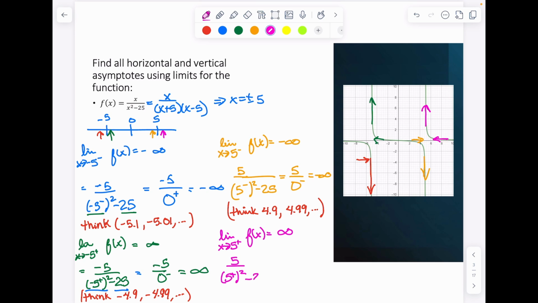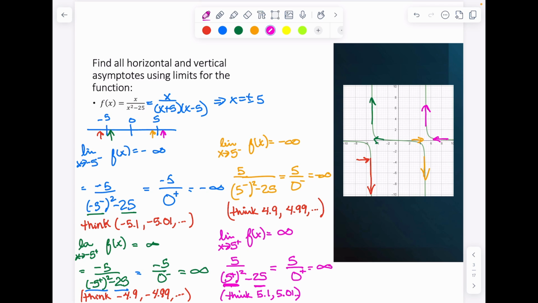I square it, I subtract 25. Well, what numbers are just to the right-hand side of 5? Maybe 5.1, maybe 5.01, and so on. So this first term, when I compare it to 25, is going to be just a little bit bigger than 25. So I'm going to approach 0, but just a little bit bigger than 0, which is going to give me a limit of positive infinity.